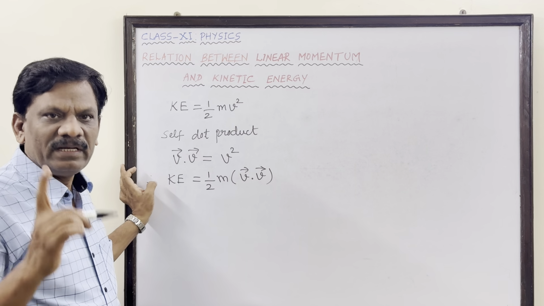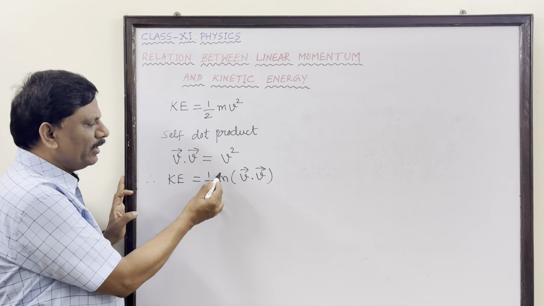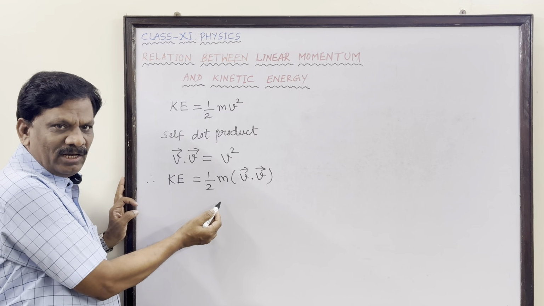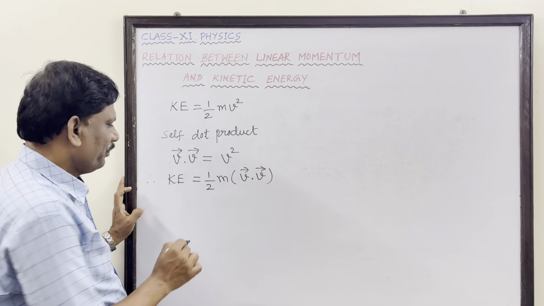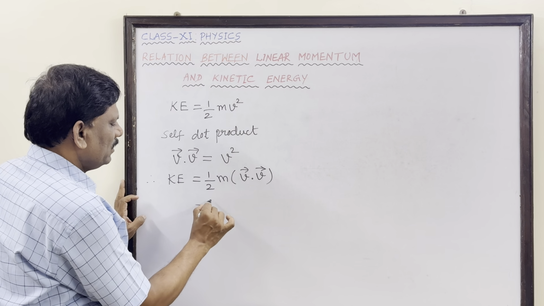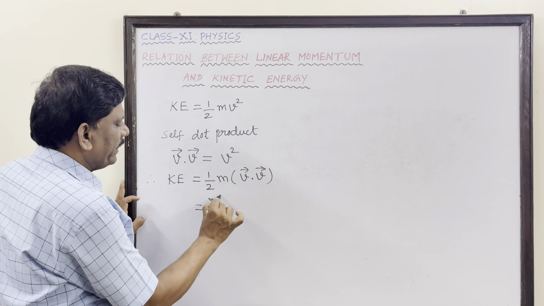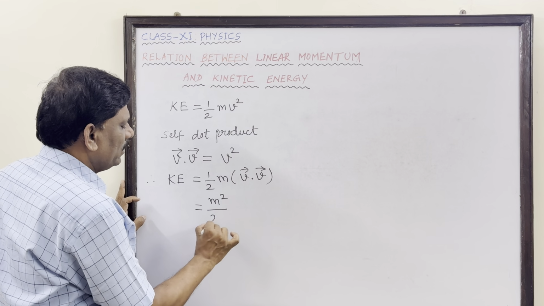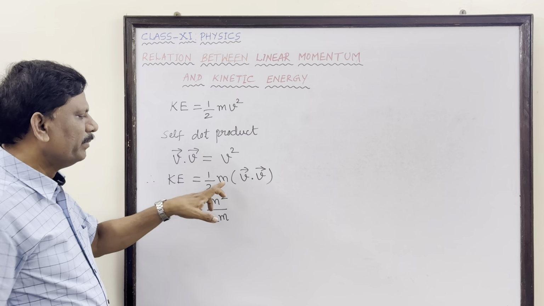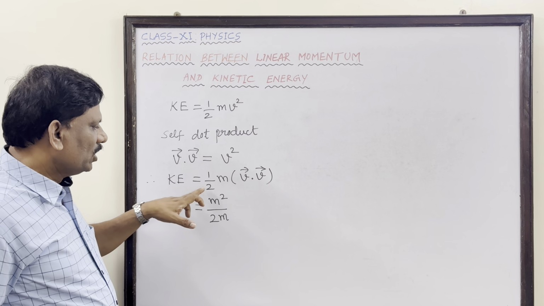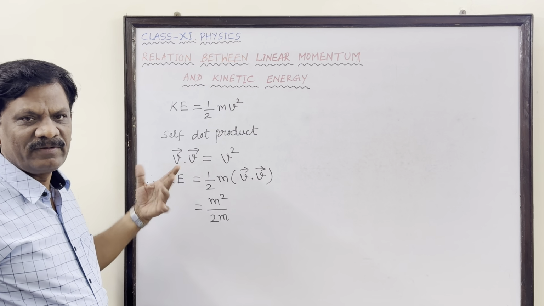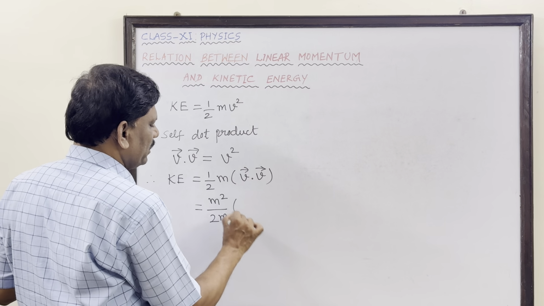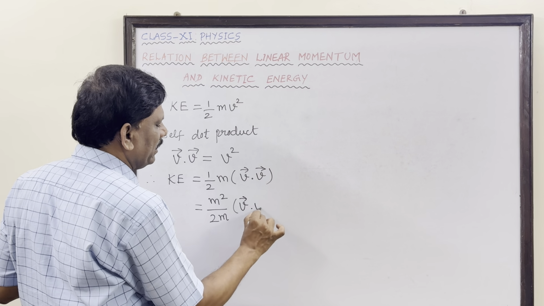Now I will multiply the numerator as well as the denominator by m. So this is equal to m square divided by 2m. So m into m becomes m square, 2 into m becomes 2m, so that the value does not change, into v dot v.